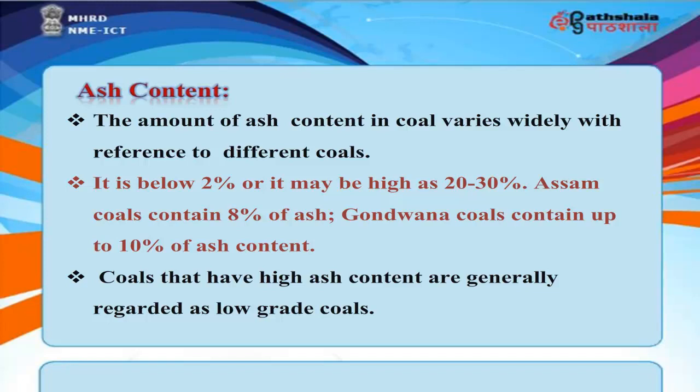Ash content. The amount of ash content in coal varies widely with reference to different coals. It is below 2% or it may be as high as 20 to 30%. Assam coals contain 8% of ash. Gondwana coals contain up to 10% of ash content. Coals that have high ash content are generally regarded as low-grade coals.